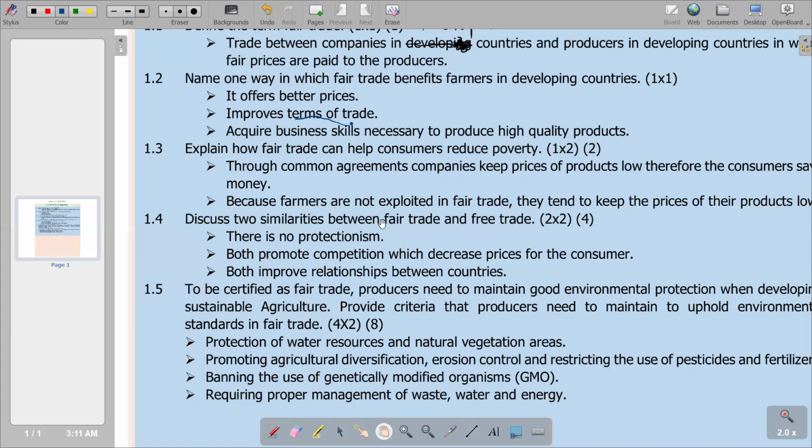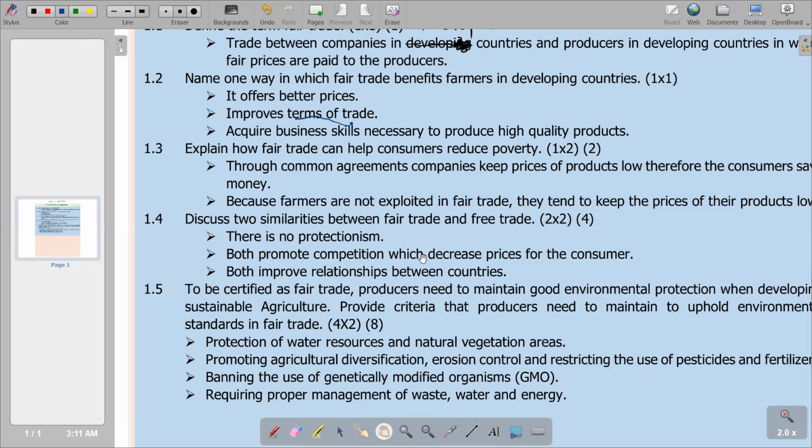So this becomes one of the similarities. The second similarity is that both promote competition, which decreases prices for the consumer. So we are saying the removal of these trade barriers means we are going to see easy movement of products and services between nations. Local producers are going to face foreign competition as products of foreign countries come into the domestic economy, and they are going to compete with the locally produced goods. So competition is going to be increased.